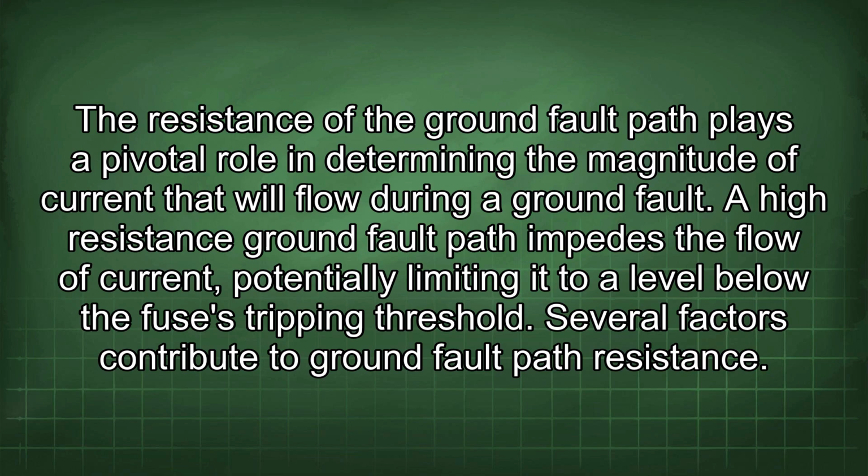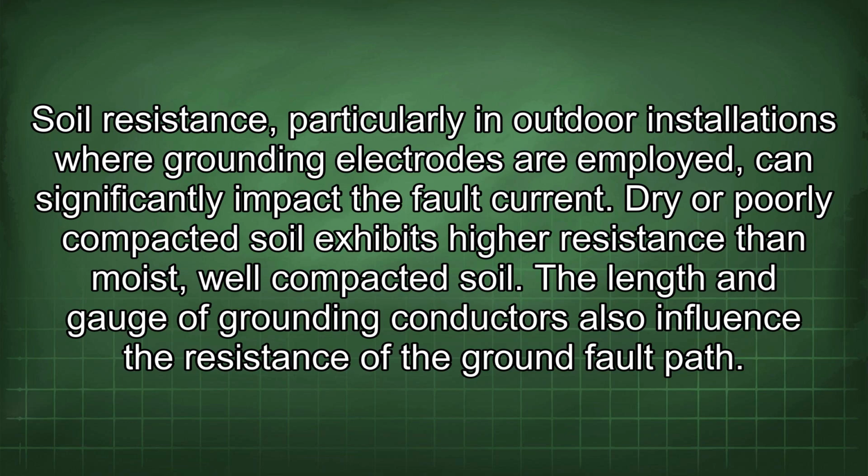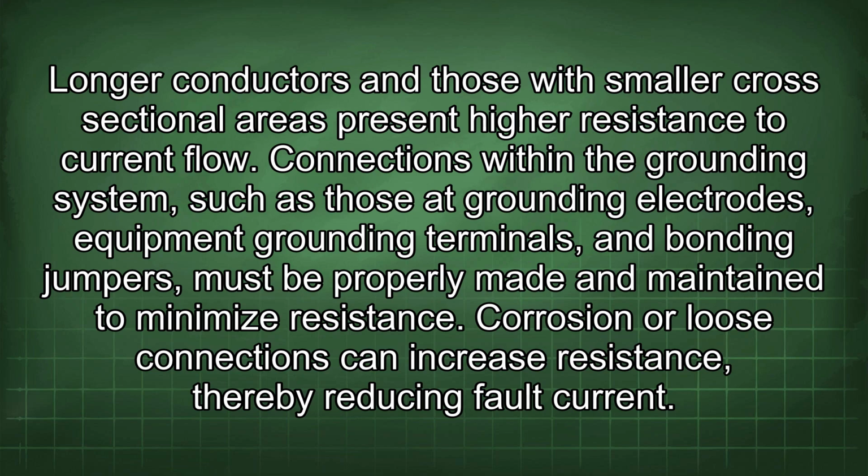Several factors contribute to ground fault path resistance. Soil resistance, particularly in outdoor installations where grounding electrodes are employed, can significantly impact the fault current. Dry or poorly compacted soil exhibits higher resistance than moist, well-compacted soil. The length and gauge of grounding conductors also influence the resistance of the ground fault path. Longer conductors and those with smaller cross-sectional areas present higher resistance to current flow.